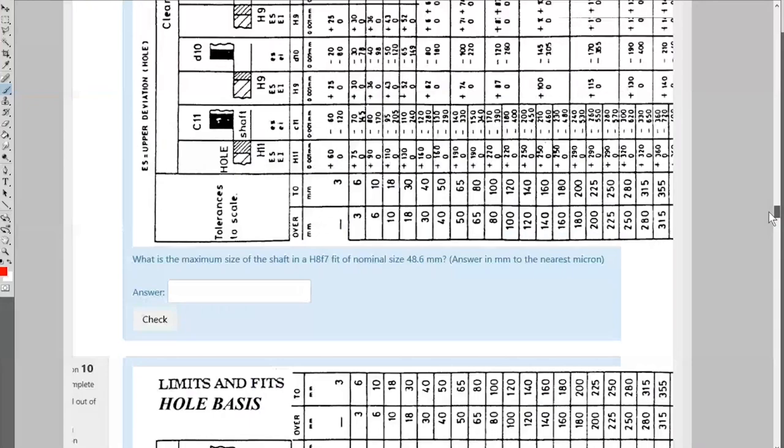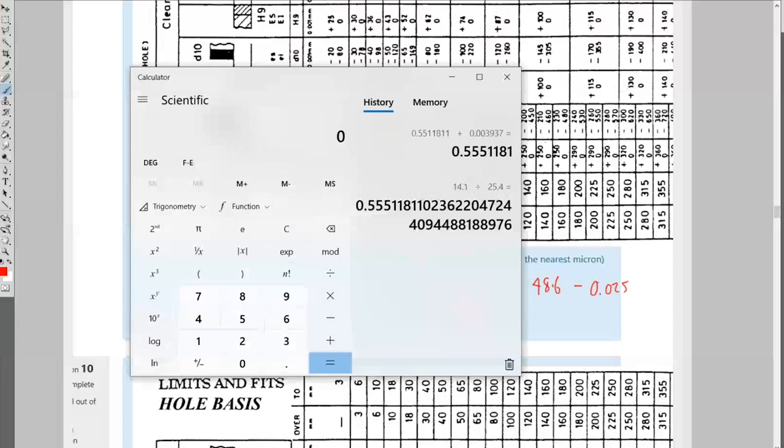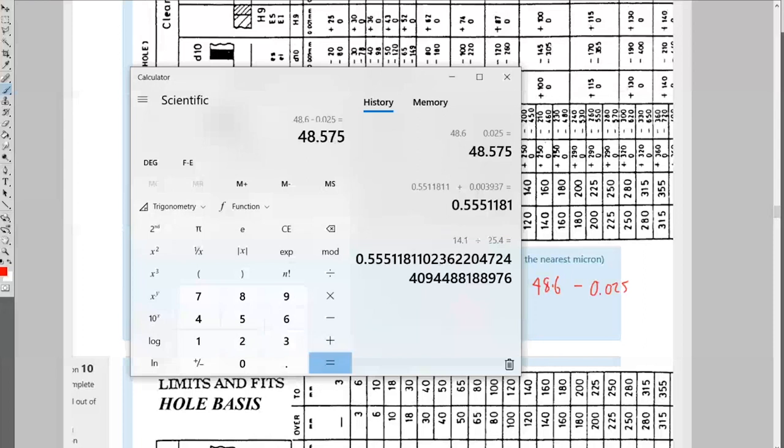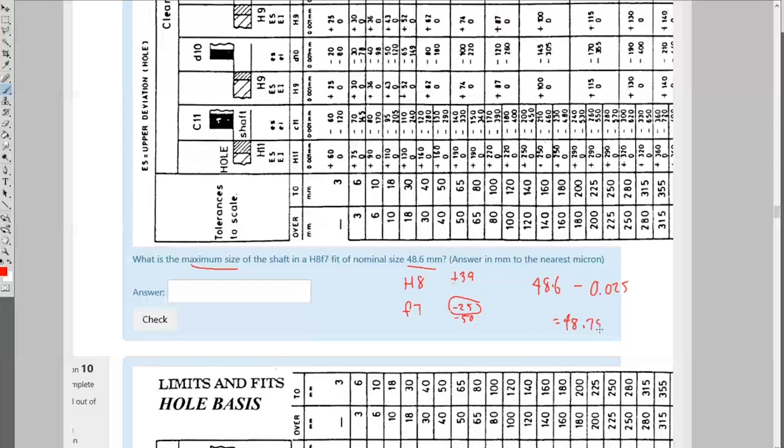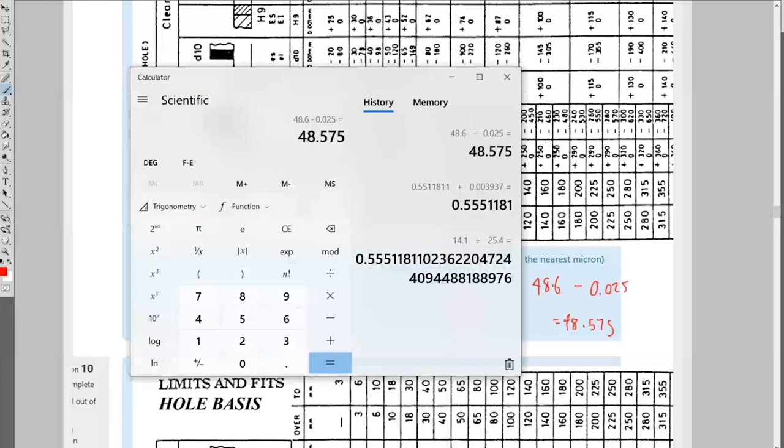And what's the maximum size of the shaft, which is the obvious next question. You probably memorized it by now. H8F7: hole is plus 39, shaft is minus 25 to minus 50. Now 48.6 maximum shaft is this one. So the shaft's not allowed to be on size, not allowed to be 48.6, that's too big. It's got to be undersized by 0.025, at 48.575. So that's question 9.